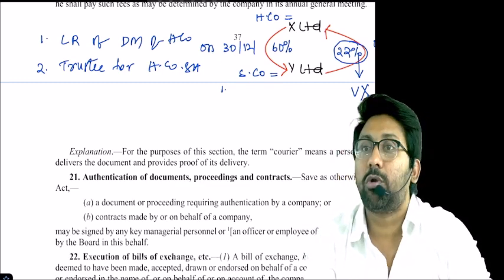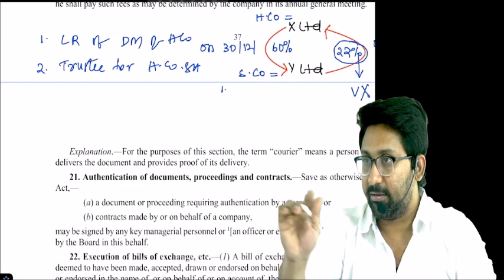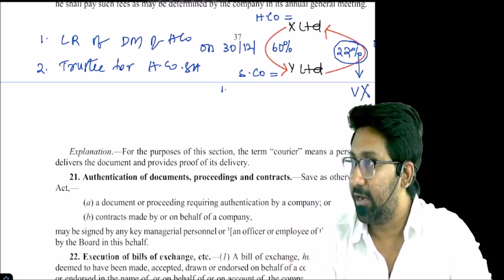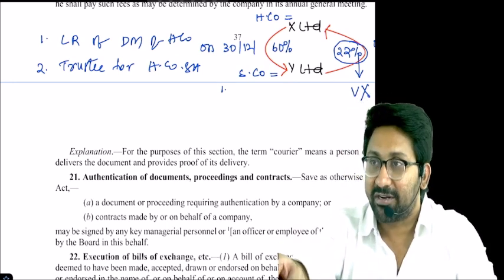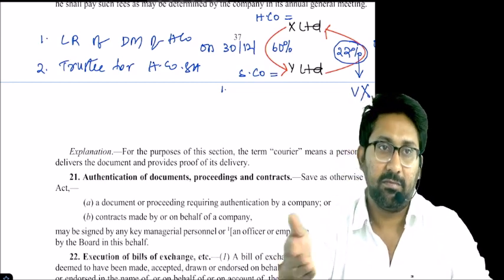Transmission means it automatically comes from one person to another person, like a virus. A virus gets transmitted. It will not be transferred. Transfer requires permission. Transmission doesn't require your permission. Automatically it will come. Clear, everyone?